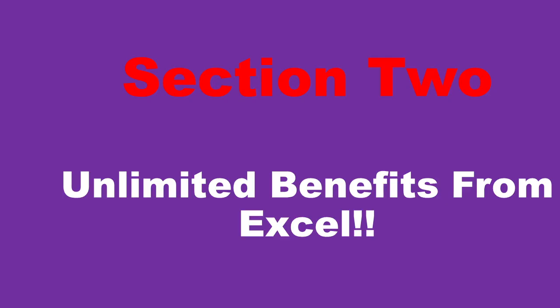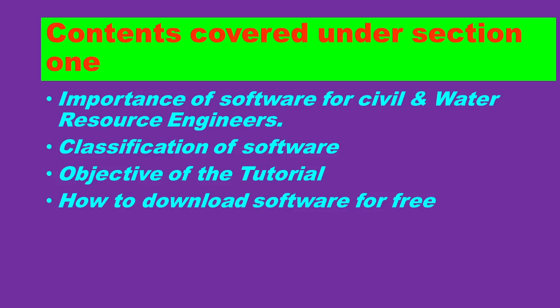Before we come to this training, let us see what we discussed last time. As you remember, we discussed the importance of software for civil and water engineers, as well as the classification of software and the objective of this tutorial. And finally, we saw how to download software for free, because you have to have all the important software, and some of you may not have it on your computer, so you have to download it. We discussed this in section 1.